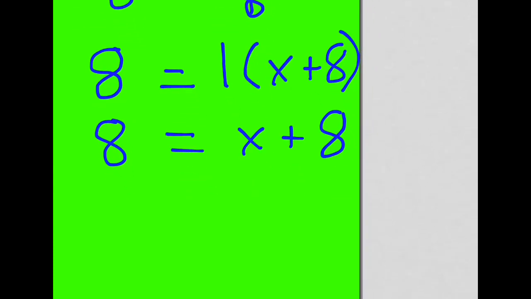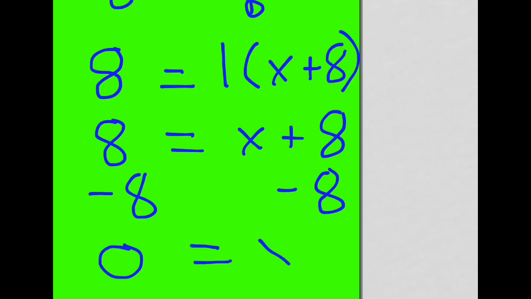And then I have a x plus 8 on this side of the equal sign. So I'm going to do minus 8, and I'll get 0 equals x.